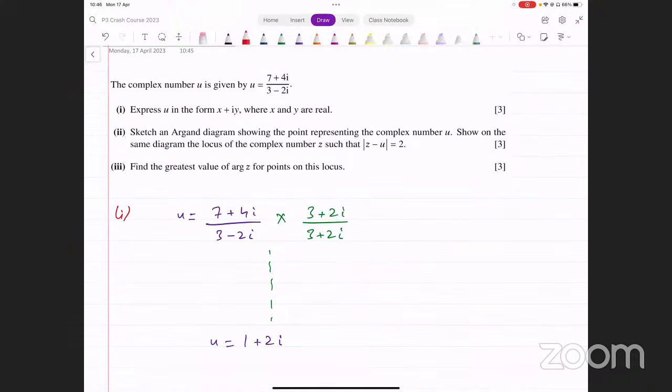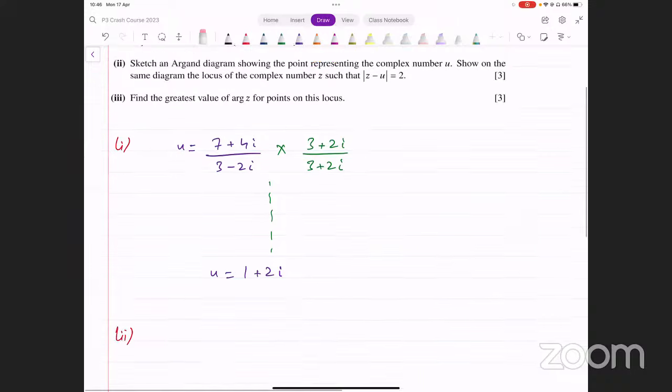The next part says, sketch an Argand diagram showing the point representing the complex number u. This is the complex number u now, 1 plus 2 iota. Show on the same diagram the locus of the complex number z such that modulus of z minus u is equal to 2. Now let's try this.